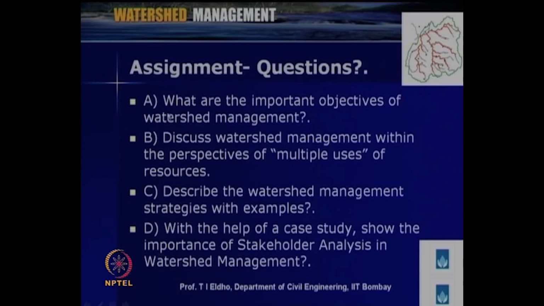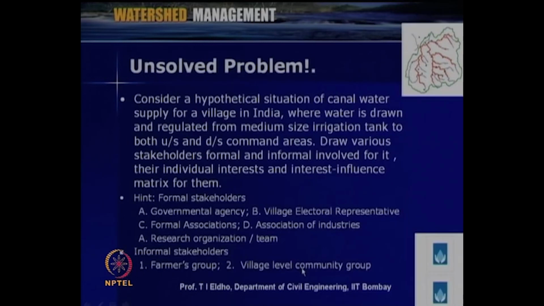Finally, some assignment questions. What are the important objectives of watershed management? Then discuss watershed management within the perspective of multiple uses of resources. And the third one is, describe the watershed management strategies with examples. Fourth question, with the help of a case study, show the importance of stakeholder analysis in watershed management.